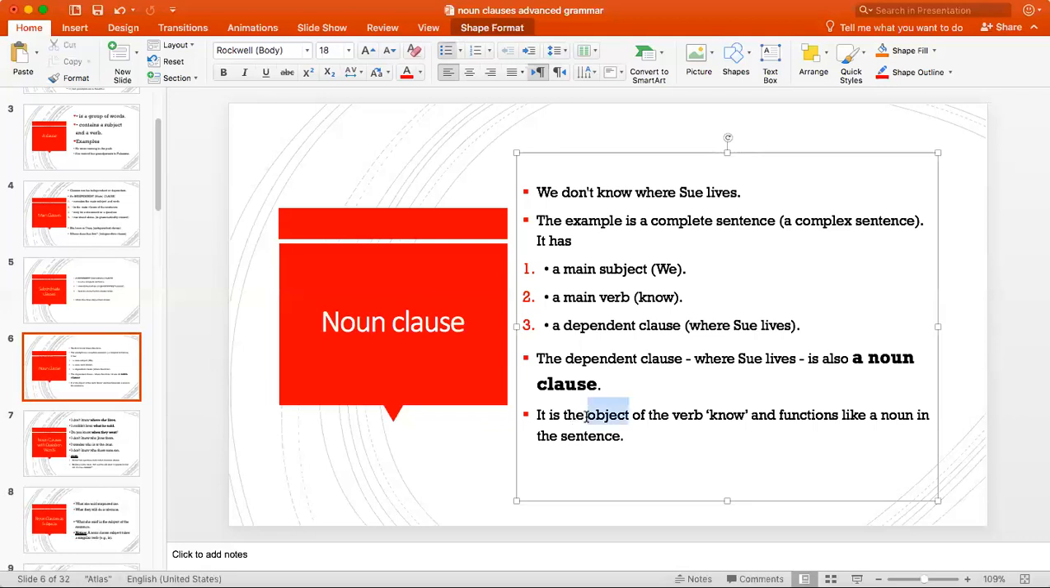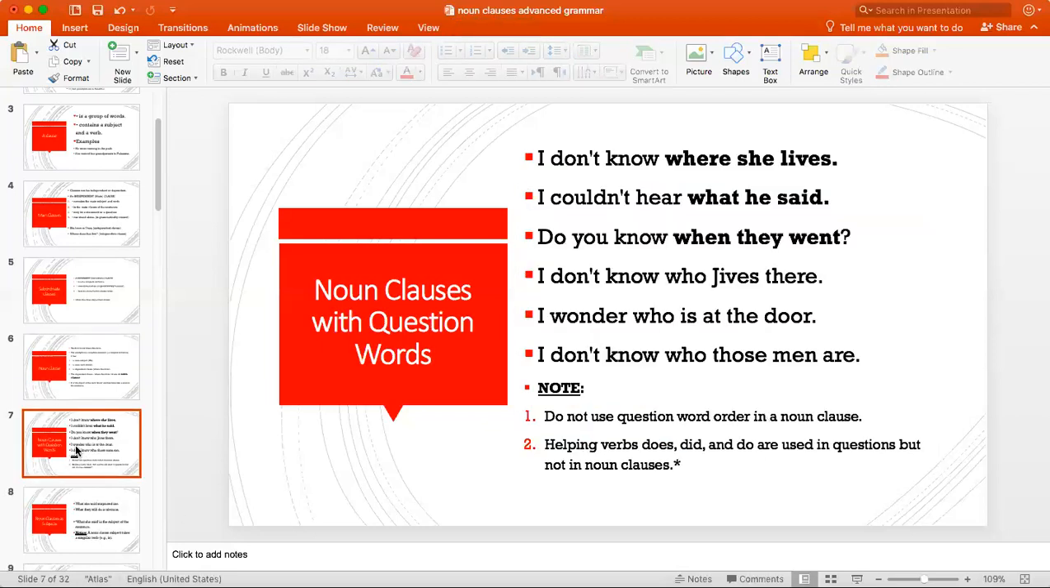In this case, remember, the noun clause where Sue lives functions as an object, like a noun in any sentence. Like I saw the movie. The movie is the object.